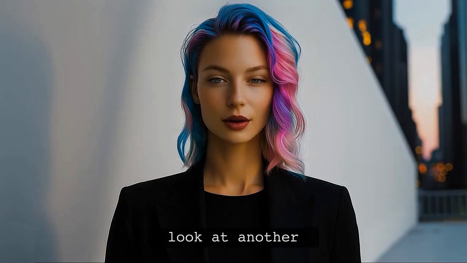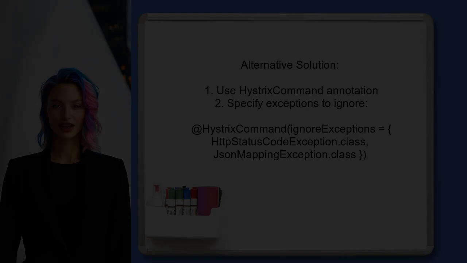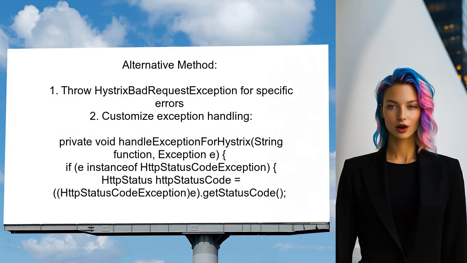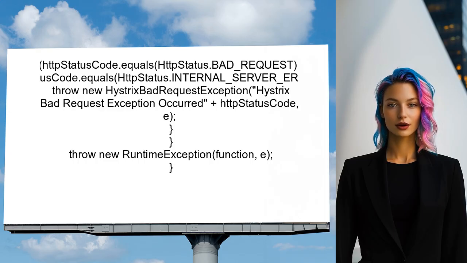Let's take a look at another one. One alternative approach is to use the Hystrix command annotation to specify which exceptions to ignore. For example, you can include HTTP status code exception and JSON mapping exception in the ignore exceptions parameter. Another method involves throwing a Hystrix bad request exception for specific error codes. This way, you can customize your code to ignore certain exceptions without triggering the fallback.